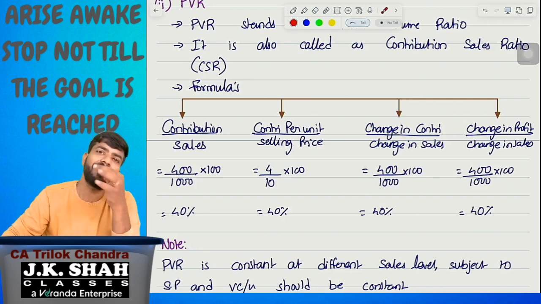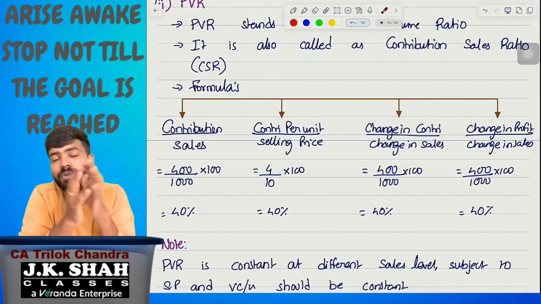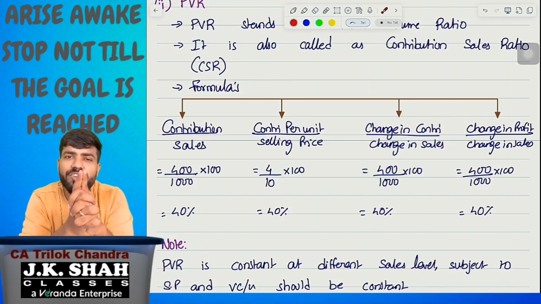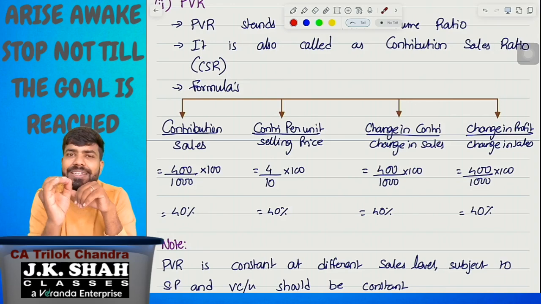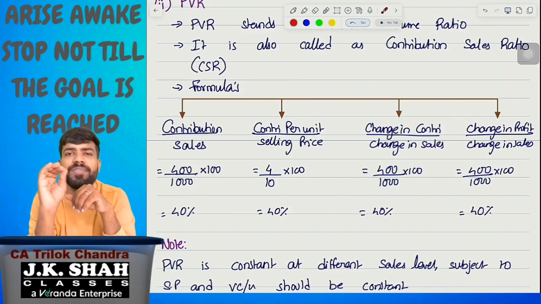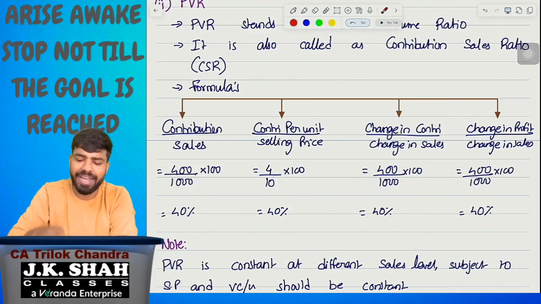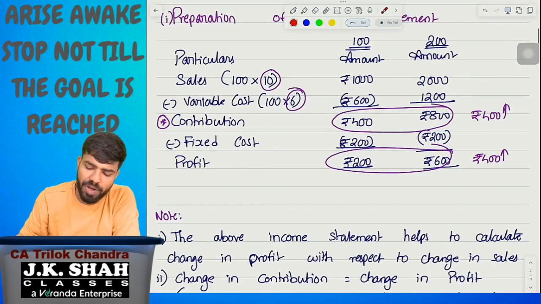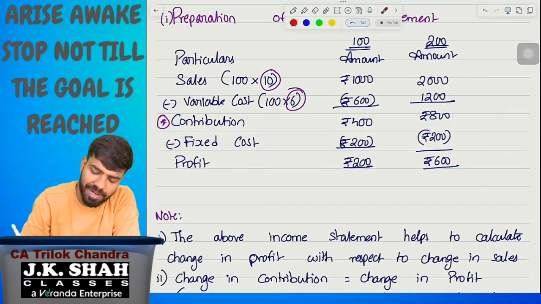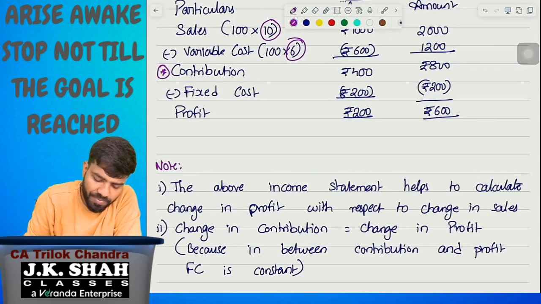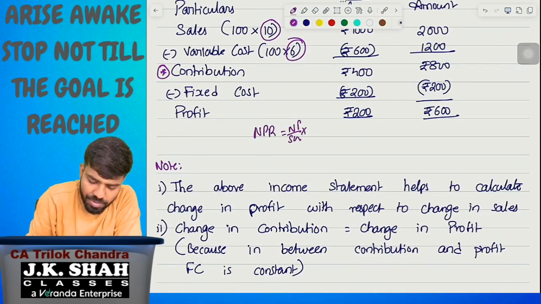Here we need to understand one more thing. Assumption of PV ratio: PV ratio is constant at all different levels of sales. Please understand, this is a unique feature of the PV ratio. Let me take an example. Suppose you want to calculate net profit ratio in this scenario, what is the formula? Net profit ratio equals net profit divided by sales into 100.